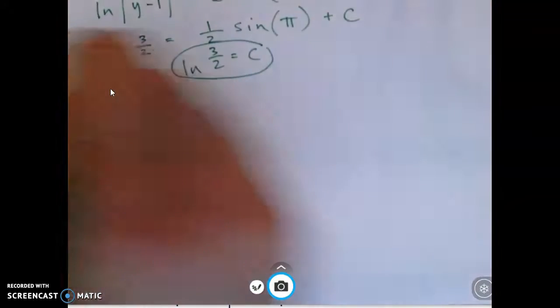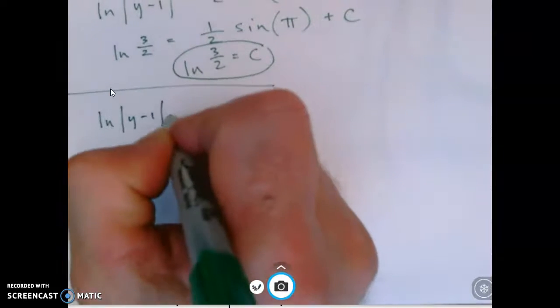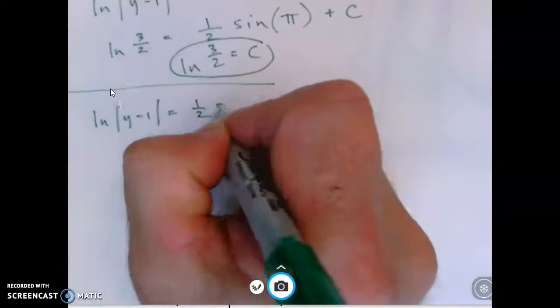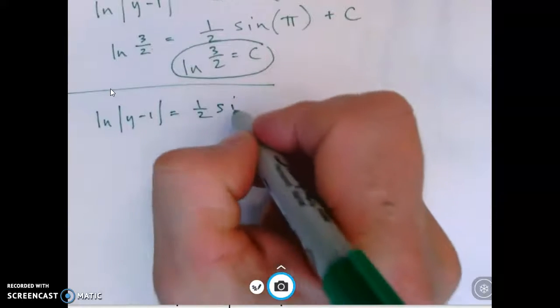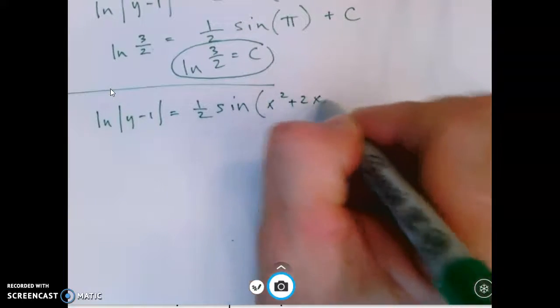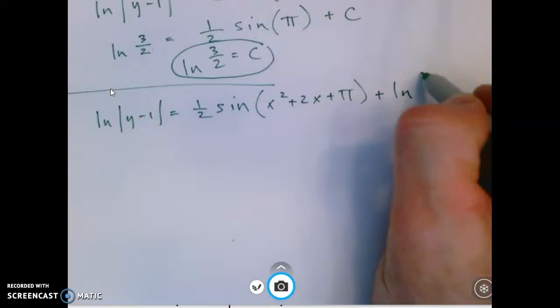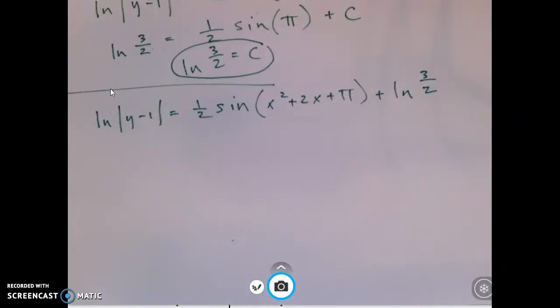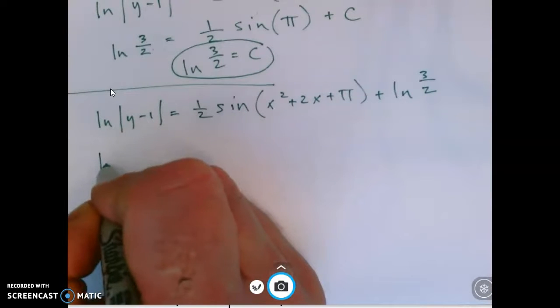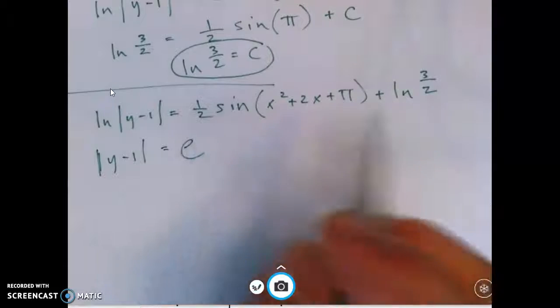Now we rewrite the whole thing. ln of the absolute value of y minus 1 equals 1/2 sine of x squared plus 2x plus pi, plus ln of 3/2. Okay? Now when we rewrite this whole thing, we're going to leave the y minus 1 here, and we're going to raise e to this entire side.